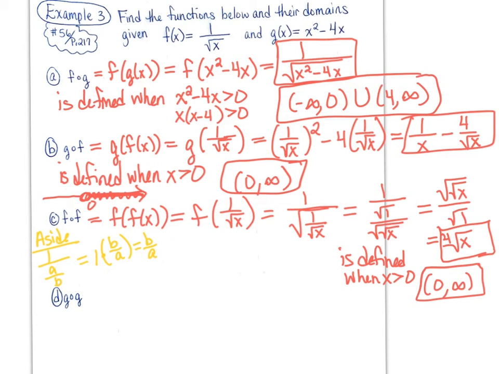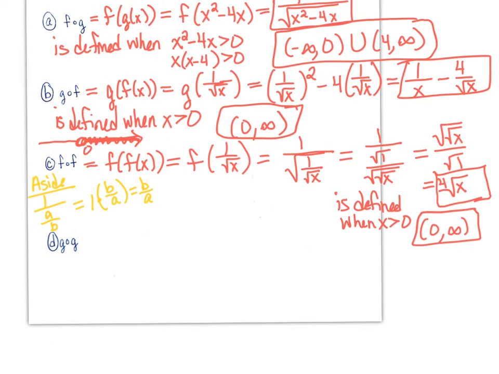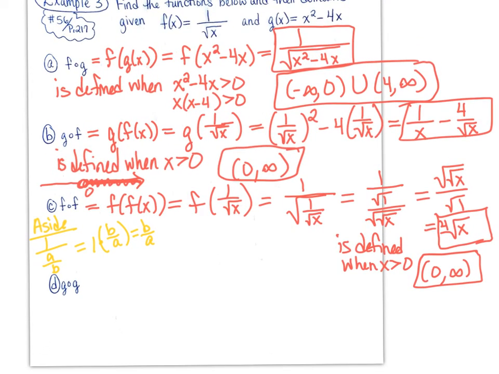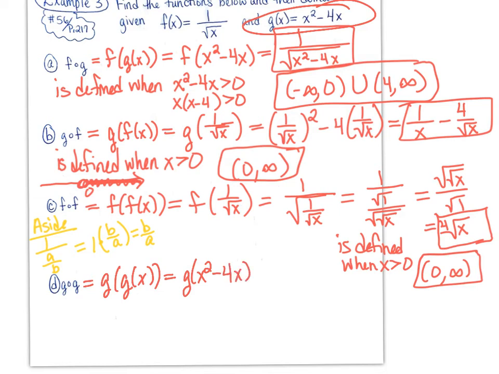Now let's do G composed with G. Let's not make random marks. Let's do G composed with G. Remember, G of x is equal to x squared minus 4x. So that's G of G of x. That's equal to G of x squared minus 4x. So now we're taking x squared minus 4x and substituting it in for x here. So we get x squared minus 4x quantity squared minus 4 times x squared minus 4x.